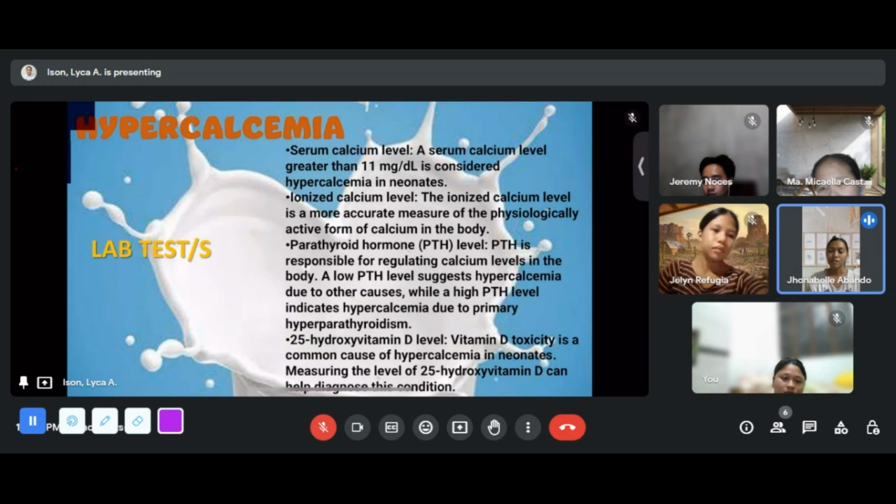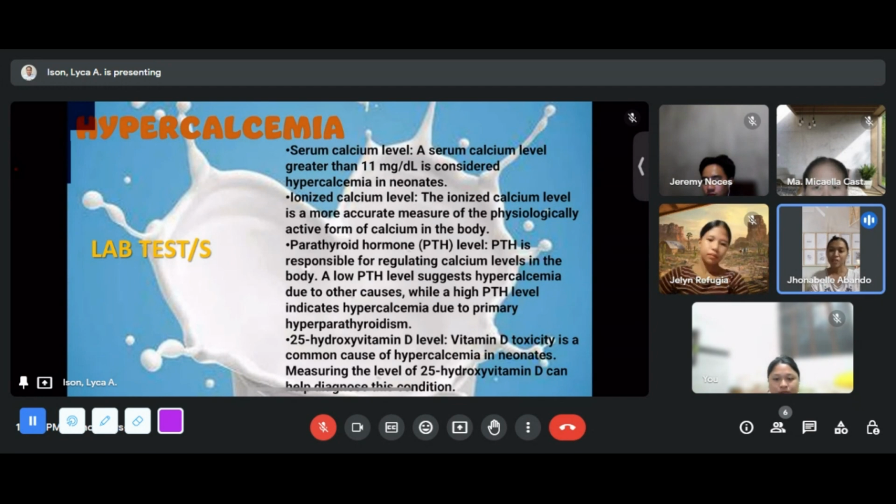Next is ionized calcium level. So, the normal level of this lab test is 4.64 to 5.28 milligrams per deciliter. If above normal ang result, this is called hypercalcemia.